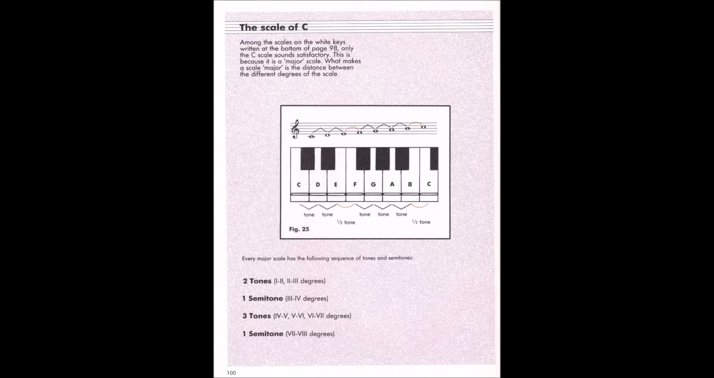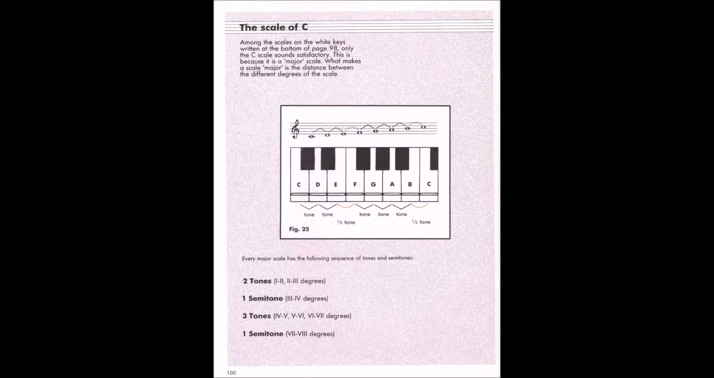In the diagram on page 100, you can see that the scale of C major obeys this rule exactly. The distance between E and F, the third and fourth degrees, is a semitone because there's no black key between these notes. The same applies between B and C, the seventh and eighth degrees. And all the other notes are a whole tone apart, with black keys in between them.